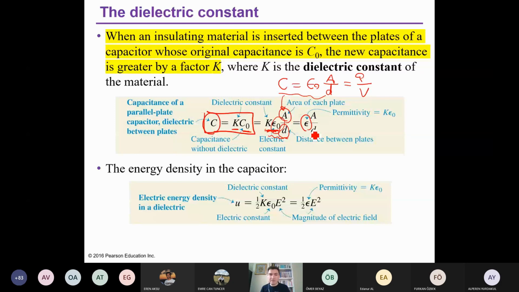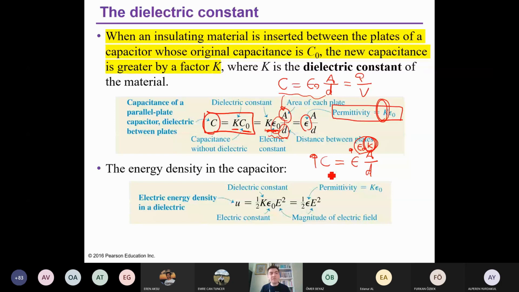And then the final capacitance of the capacitor after inserting dielectric material can be written in this form. Depending on the K here, we have epsilon 0 times K, and depending on this K, the final capacitance of the capacitor increases. I hope this is clear.